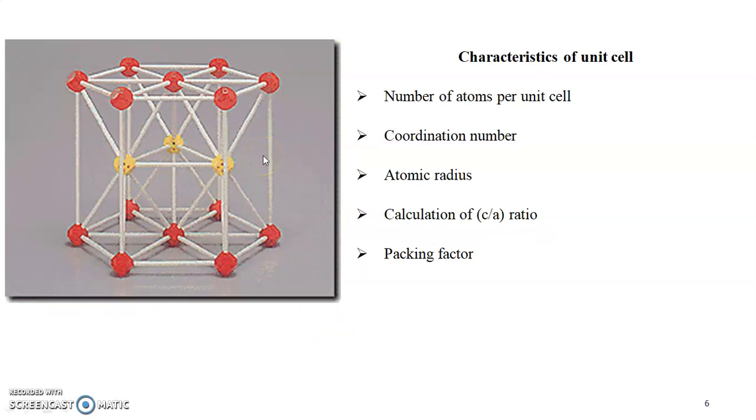Characteristics of unit cell. We are going to calculate the following characteristics of the HCP unit cell. One is the number of atoms per unit cell. Second, coordination number. Third one, atomic radius. Fourth one, calculation of C/A ratio. Next one, atomic packing factor.